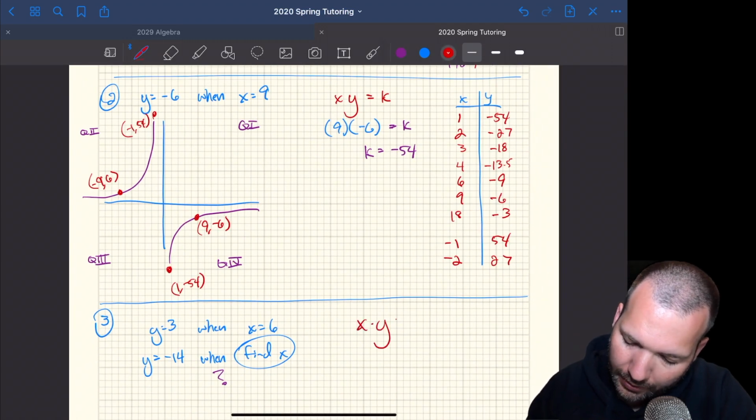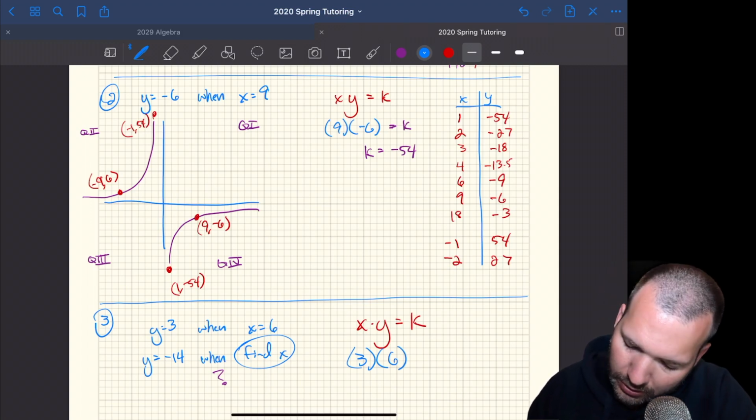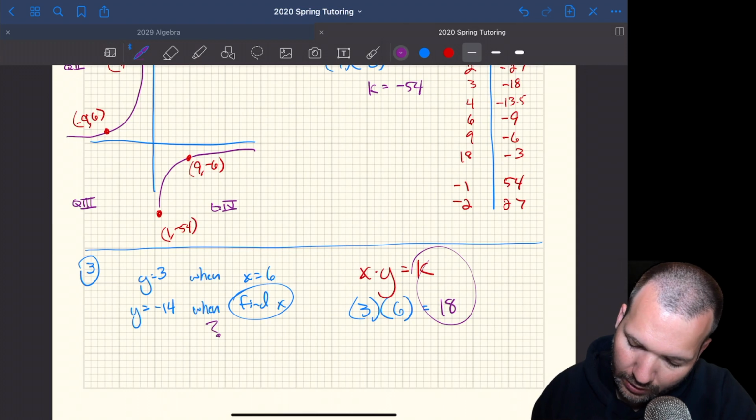X times y equals k. In this case, 3 times 6. Did I get that right? That's interesting. Equals 18, right? So our constant product is 18.